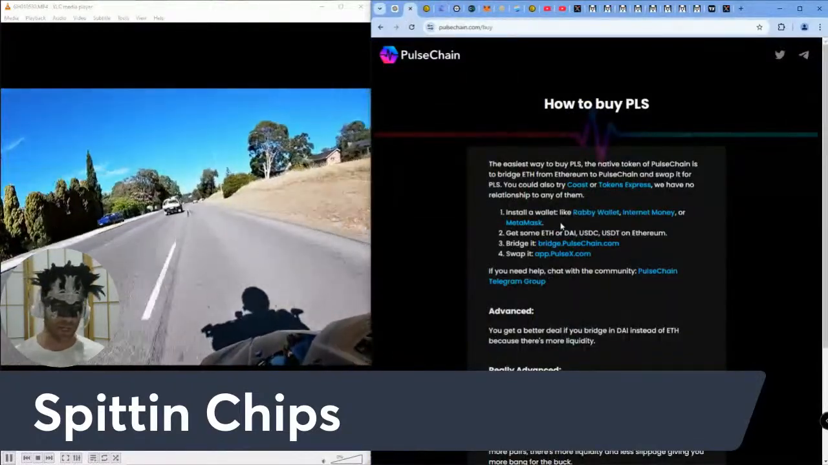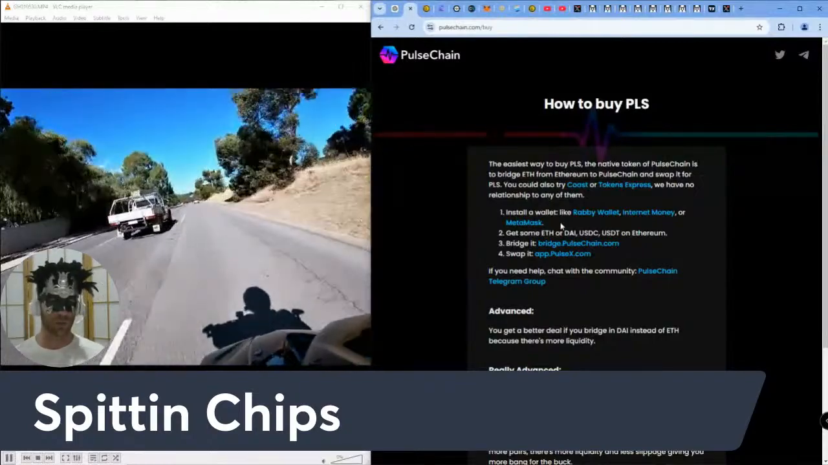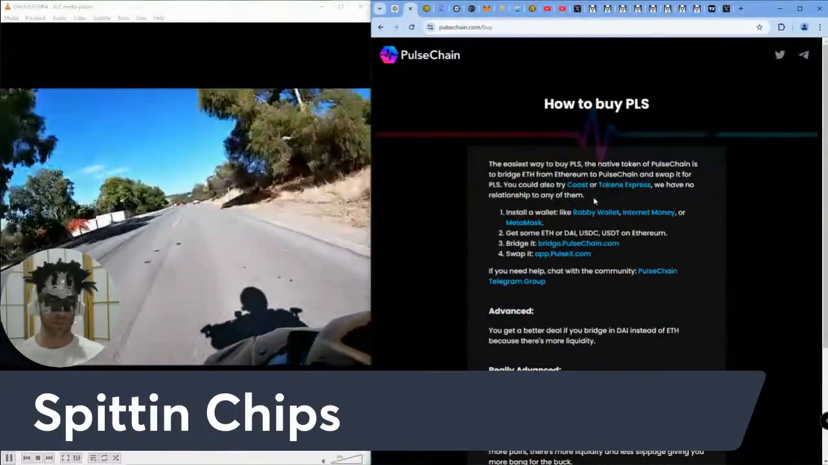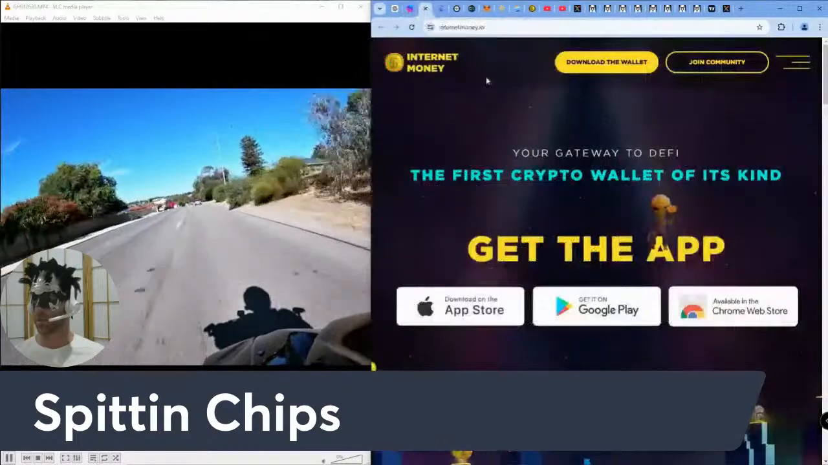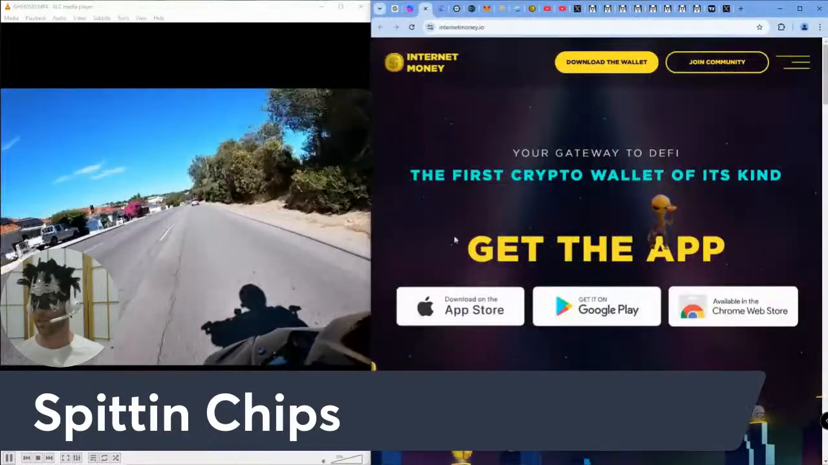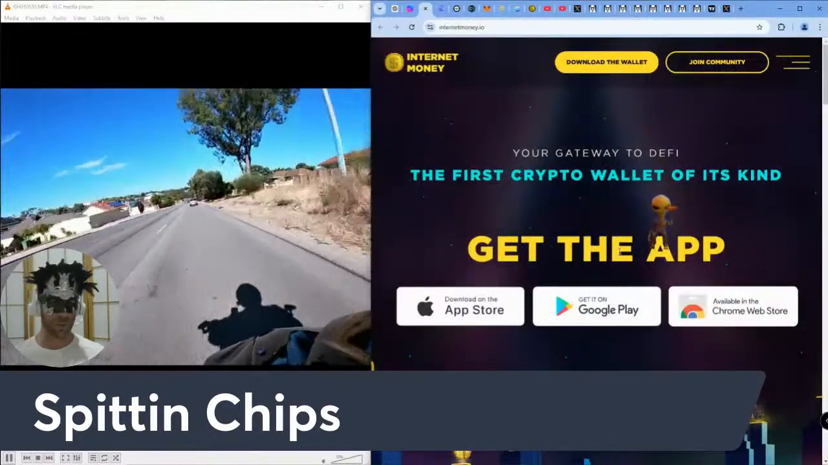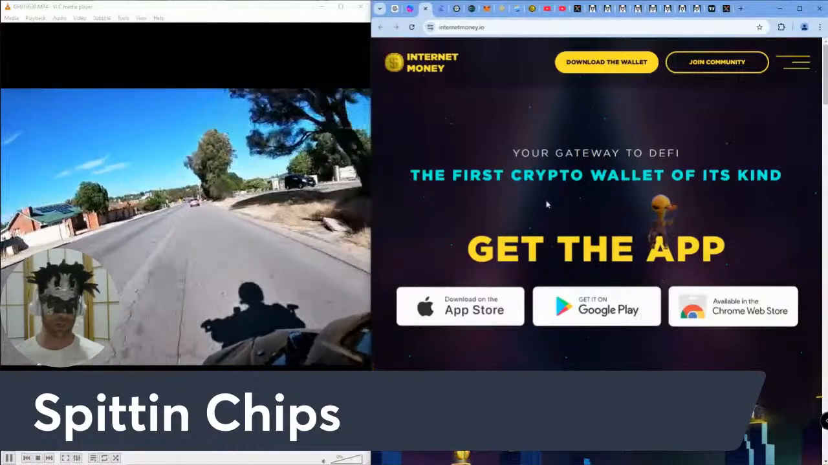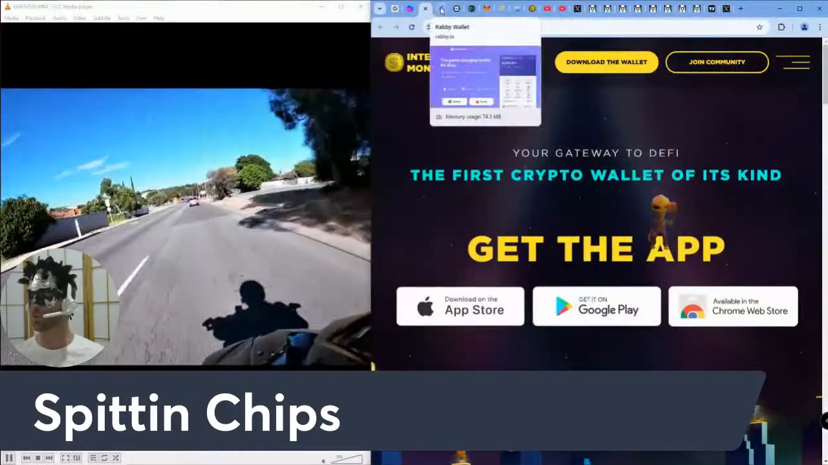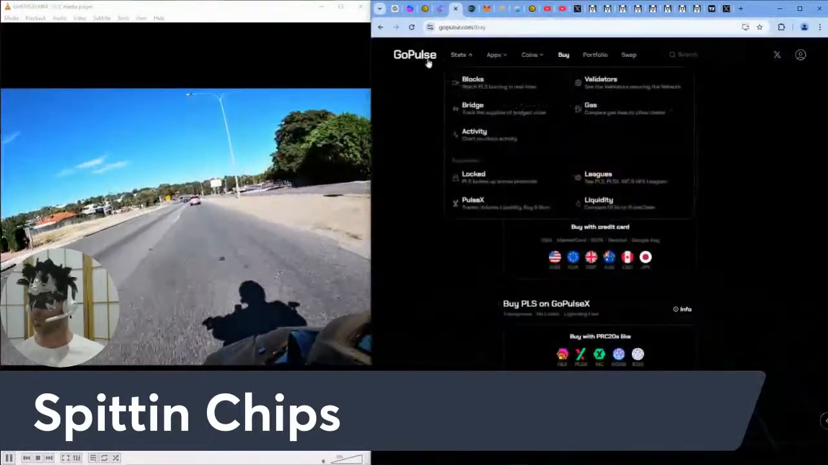You need that for any crypto. You need to create a wallet to hold it, unless you're on an actual central exchange. The best part about Internet Money is that it will create a wallet and a place where you can store it, similar to an exchange where you create an account. So Rabby Wallet, Go Pulse.